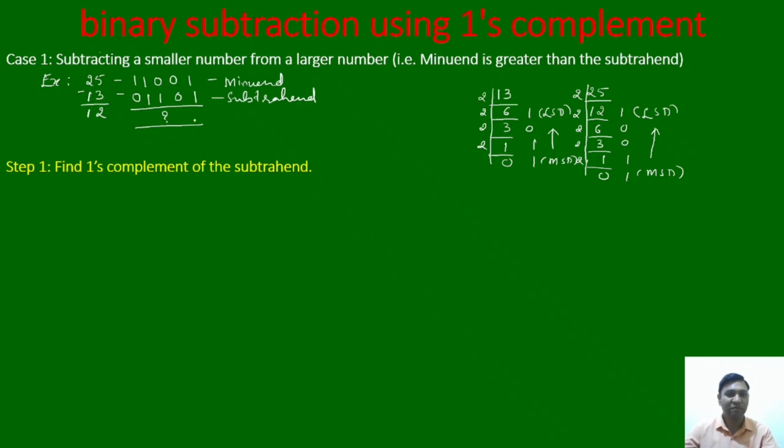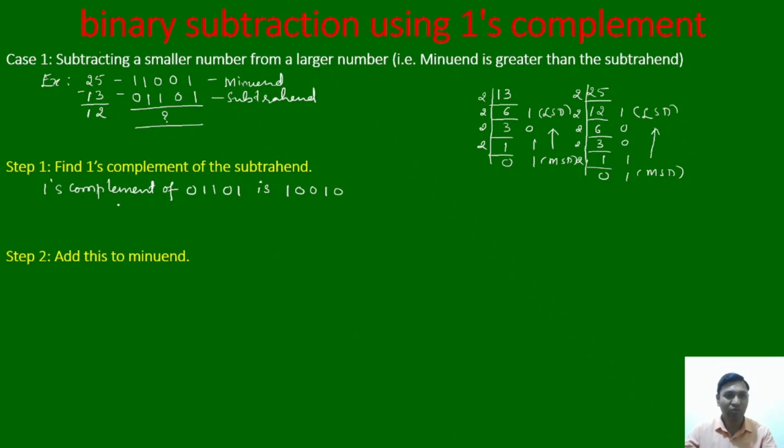Now let us begin with the first step. Find 1's complement of the subtrahend. How do you find 1's complement? 1's complement of the subtrahend is what? 0 1 1 0 1, here I'm going to convert 0 to 1, 1 to 0. Here bit 0 is present, I'm going to write 1, and here two 1 bits are there, I'm going to write 2 zeros, and next we have got 0. In place of 0 you write 1, and in place of 1 you write 0.